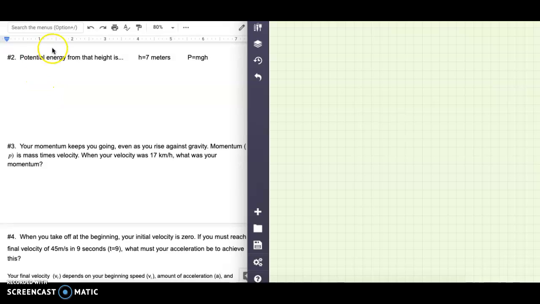So now that you've finished number 2 and put the answer in, go ahead and take a look at number 3. It says your momentum keeps you going even as you rise against gravity. Momentum is the lowercase p. Remember, potential energy was uppercase P. Momentum is lowercase p, and it's mass times velocity. So think about what letter mass is, and what letter velocity is. And go ahead on Ed puzzle and enter in the formula.